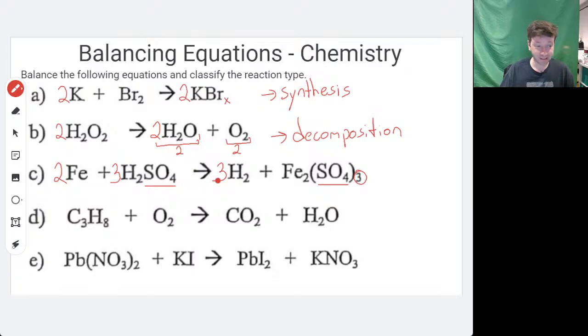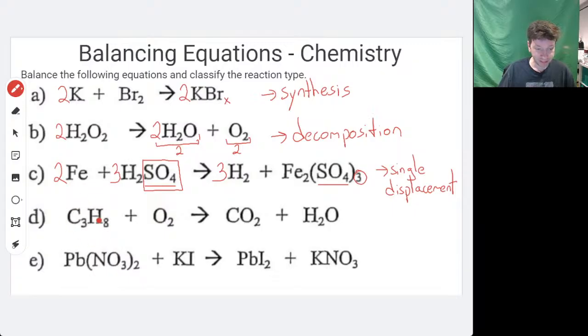And now that's balanced. What type of reaction is this? In this case, we had this sulfate leave the hydrogen and come over to the iron. So this is a single displacement reaction, sometimes called a single replacement reaction. It doesn't matter which one you use. All right, moving on.